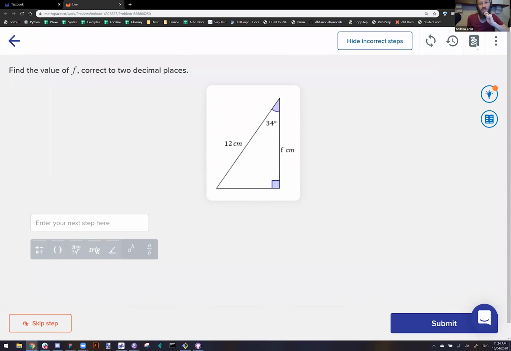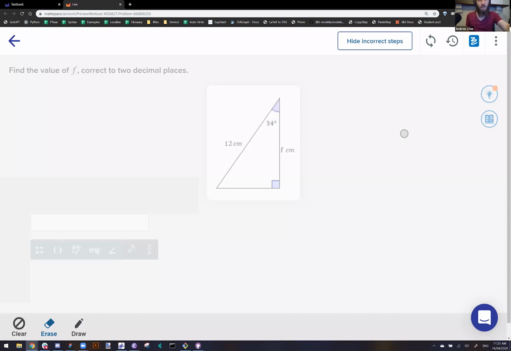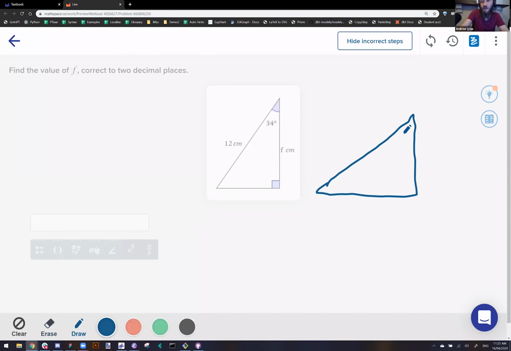So I'm going to redraw this, and I'm going to use my pen for this one. I want this angle to be down the bottom, like it was before in my GeoGebra. There's my right angle. So instead of the 34 being up there, I'm going to reflect this. So the 34 is in here, 34 degrees. Now this is still 12.